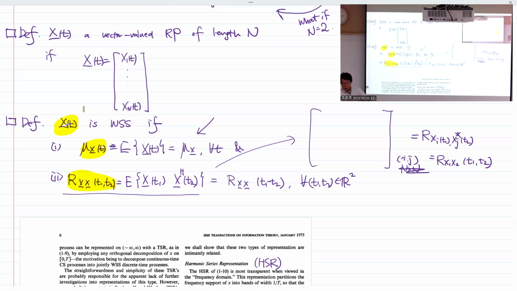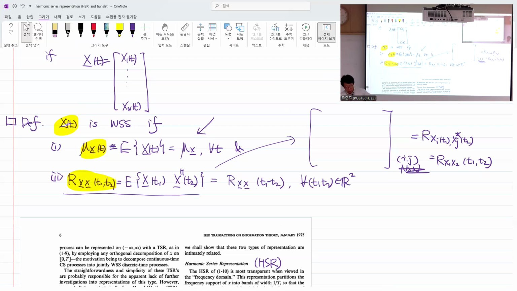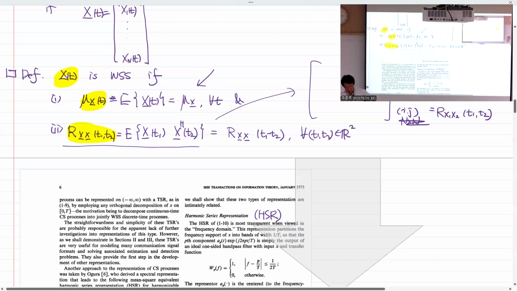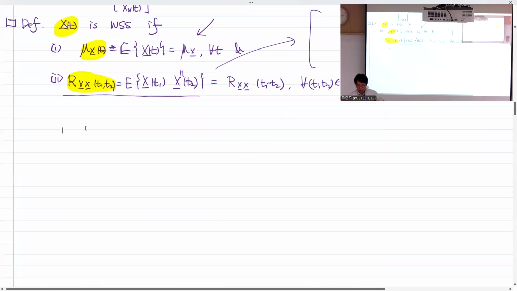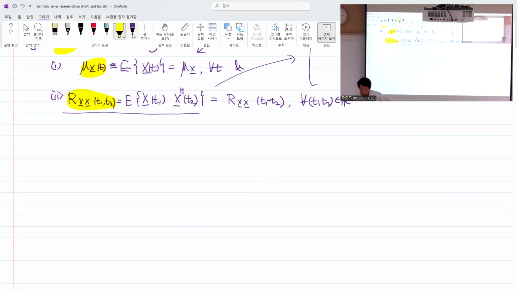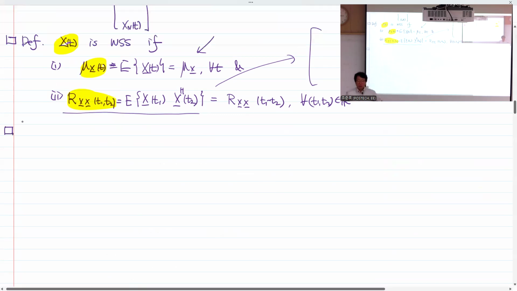Now, before we talk about the relation between jointly wide-sense stationary random processes and cyclostationary random processes, let's talk more about the frequency domain property of wide-sense stationary vector-valued random processes. Okay, so wide-sense stationary we have.